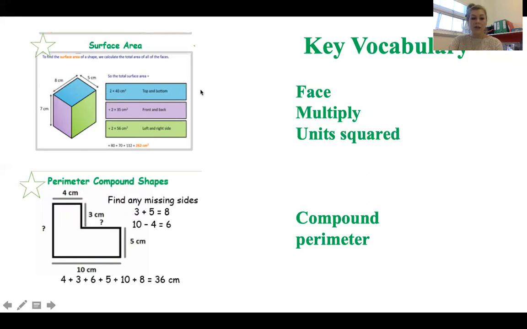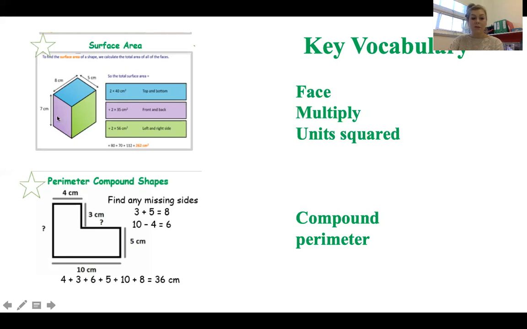The total surface area is found by finding the area of each face, which we would do by multiplying, and then we would add all of the faces together. And this will give us our total surface area, and it's always in units squared. So in this example, we can see the blue, 8 times 5 is 40, and we have 2 of those, the top and the bottom. So 2 lots of 40 centimetres squared.